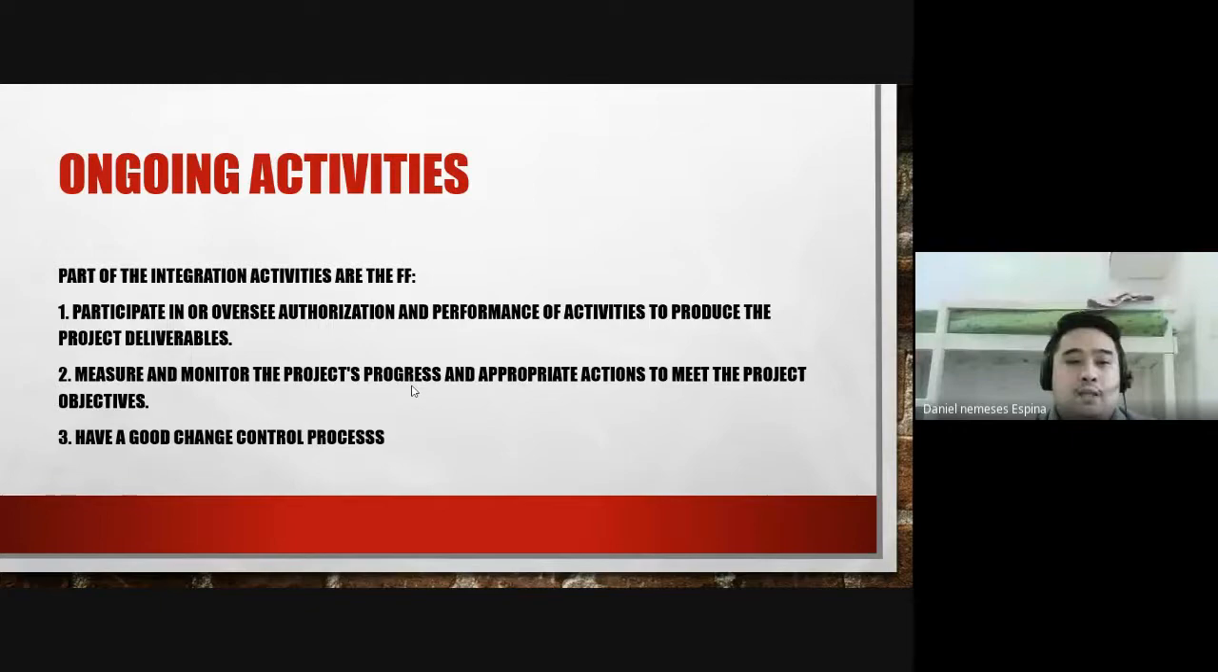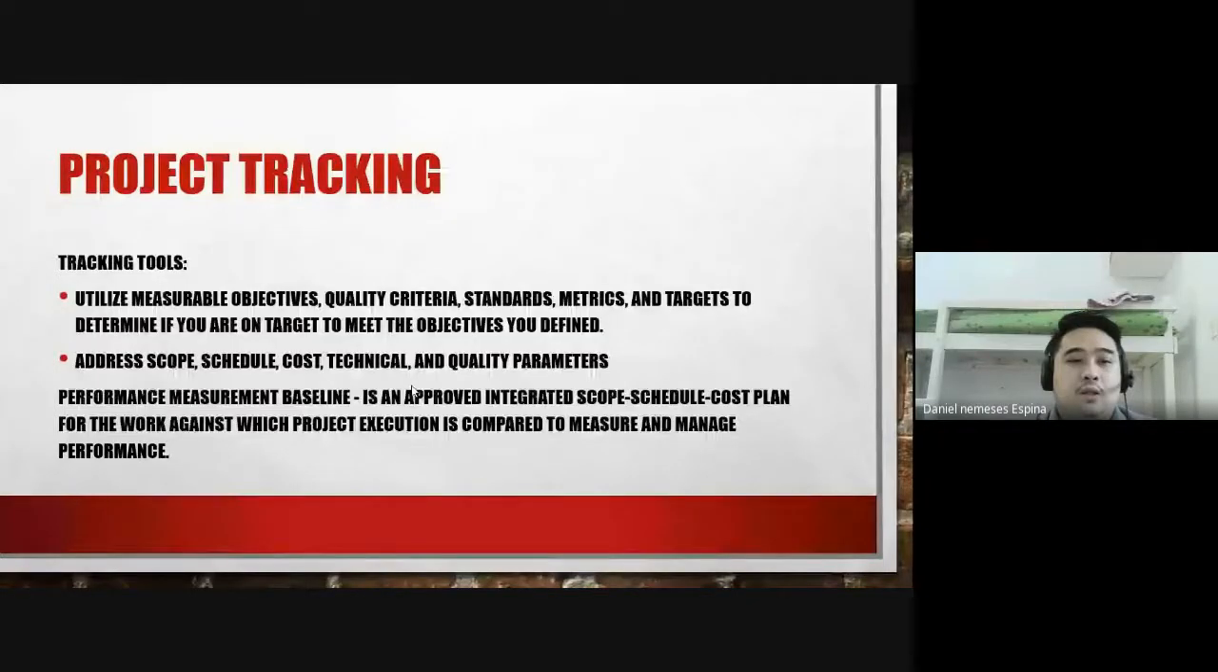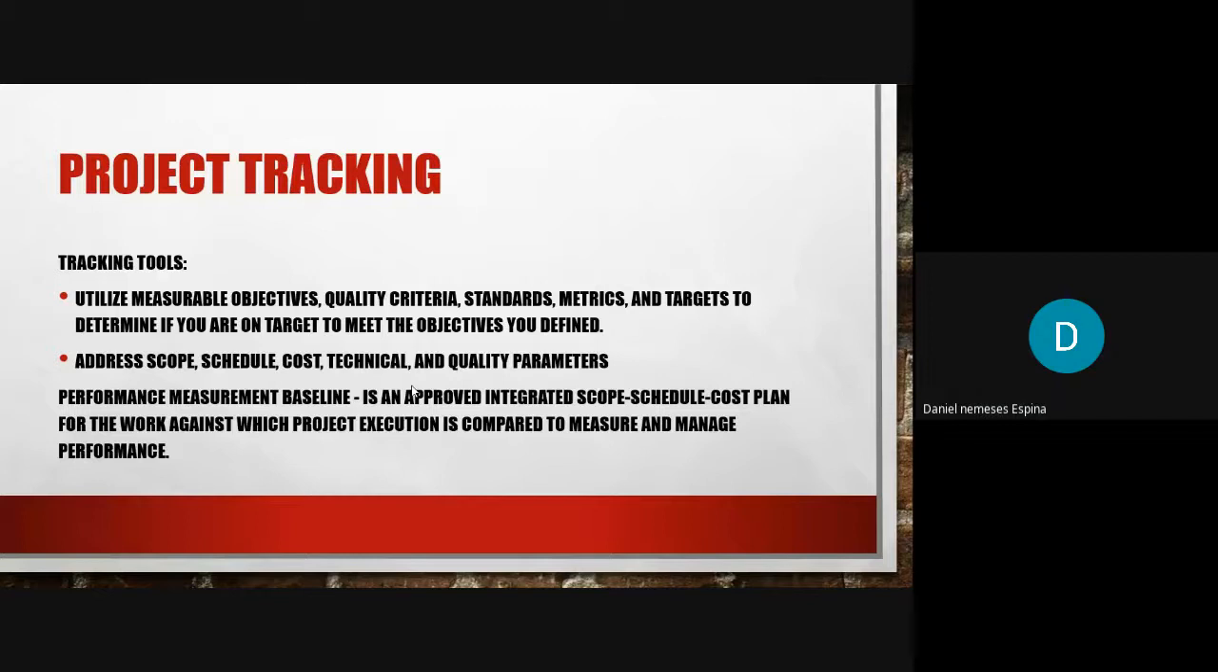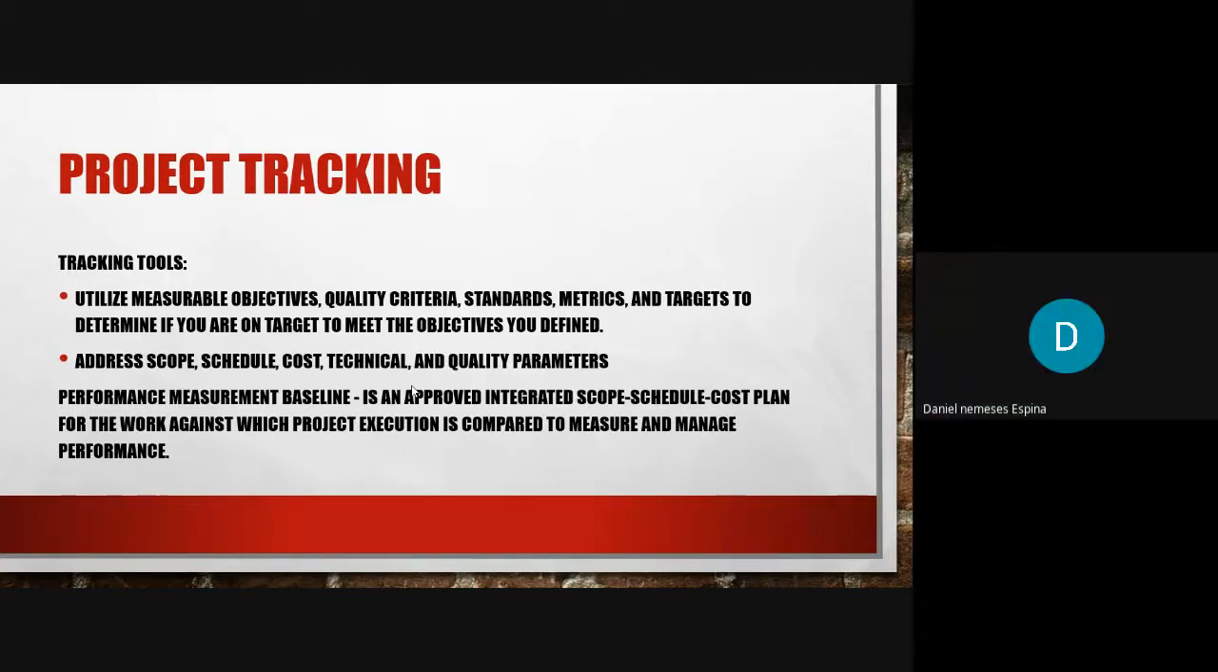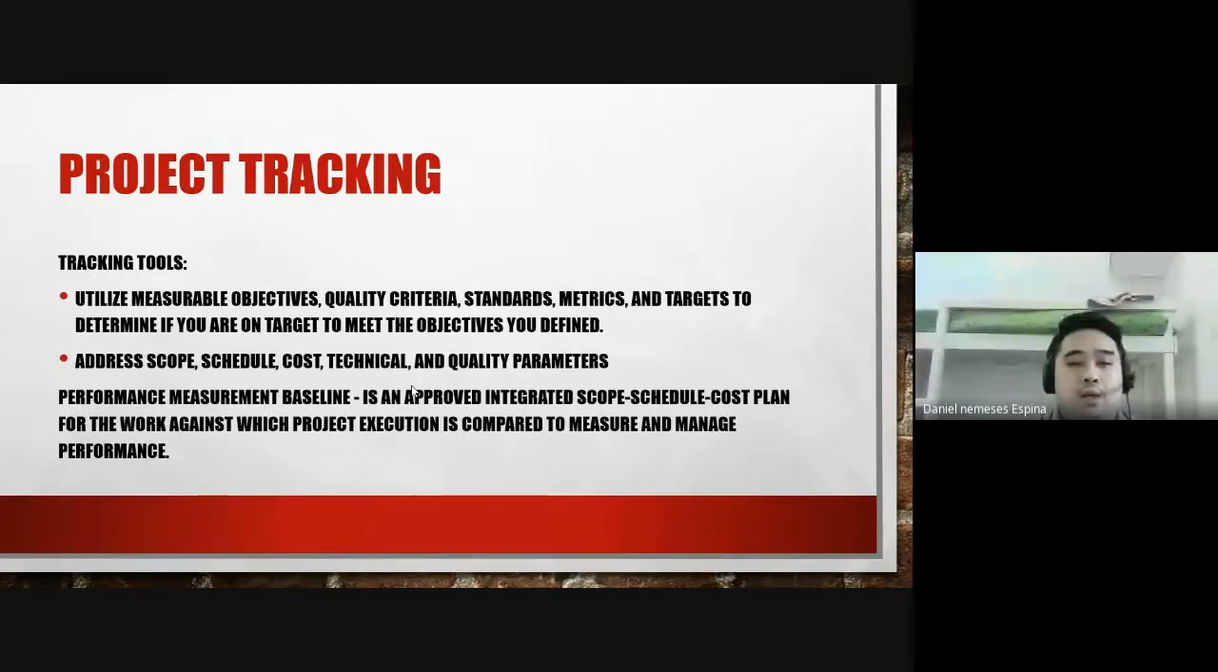So, project tracking. What are the tools that you can use to track the project? First, you have to utilize the measurable objectives. The quality criteria are the standards, metrics and targets to determine if you are on target to meet the objectives you define. Okay. You also address the scope, the schedule, the cost, the technical and the quality parameters. These are found in your scope management, time management, cost management, and quality management.